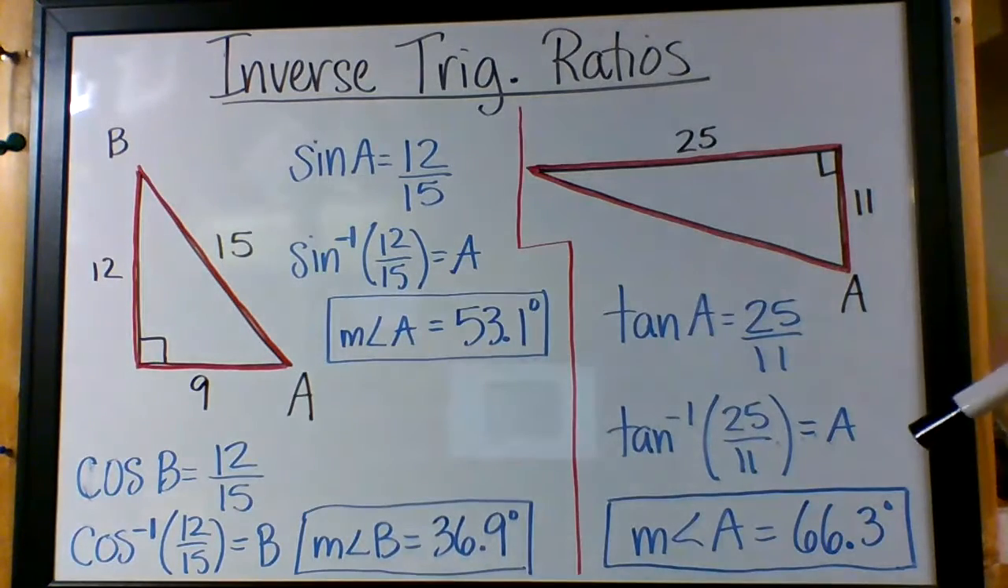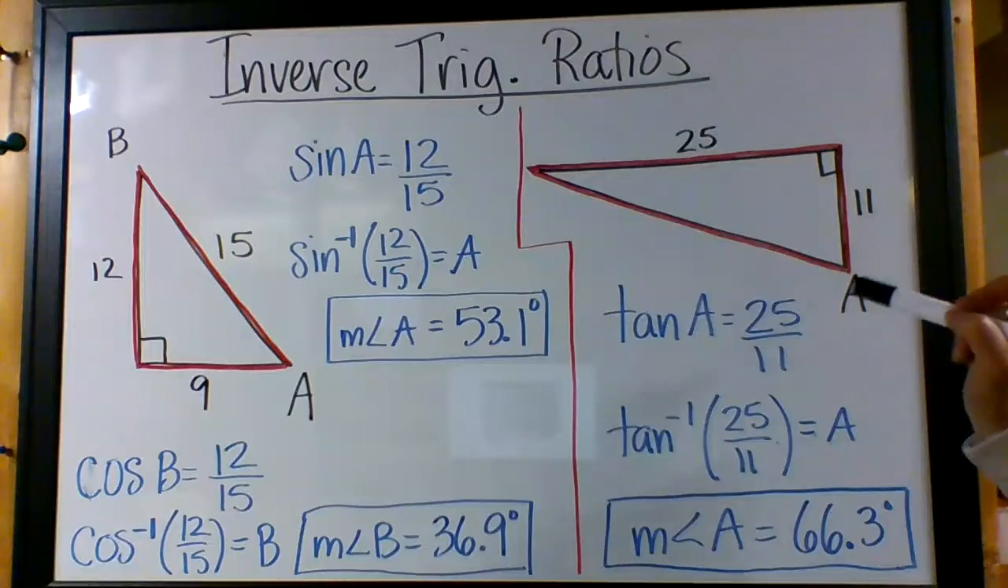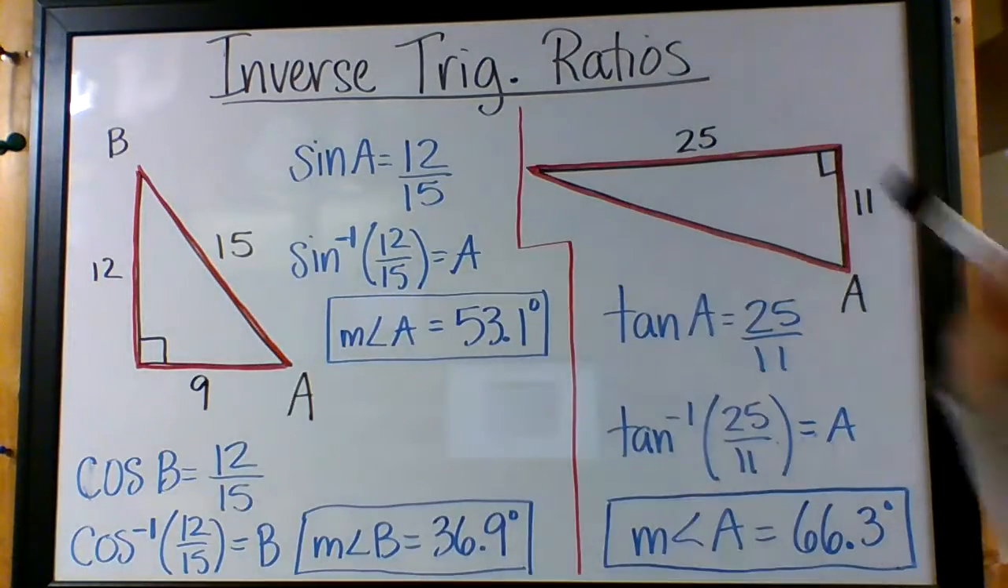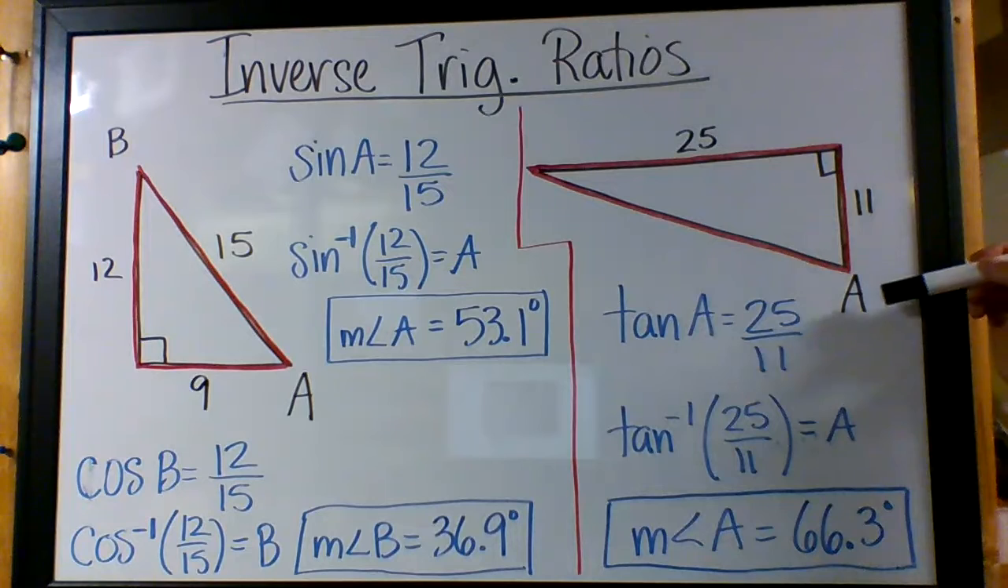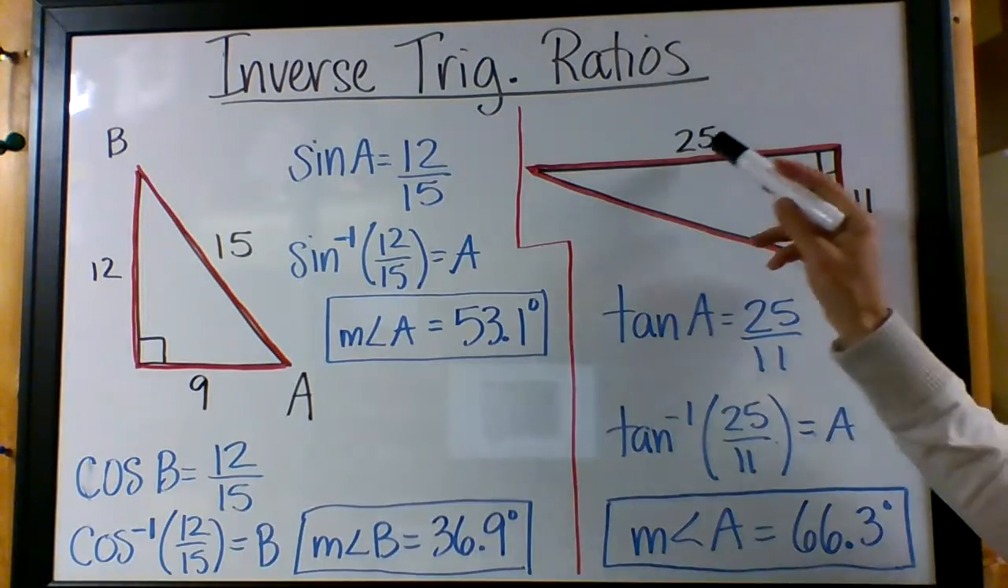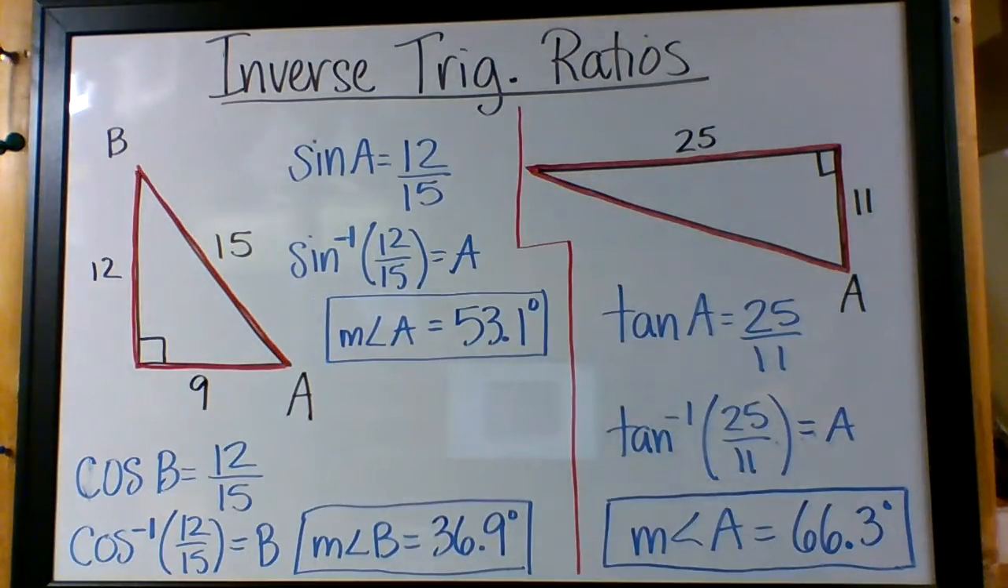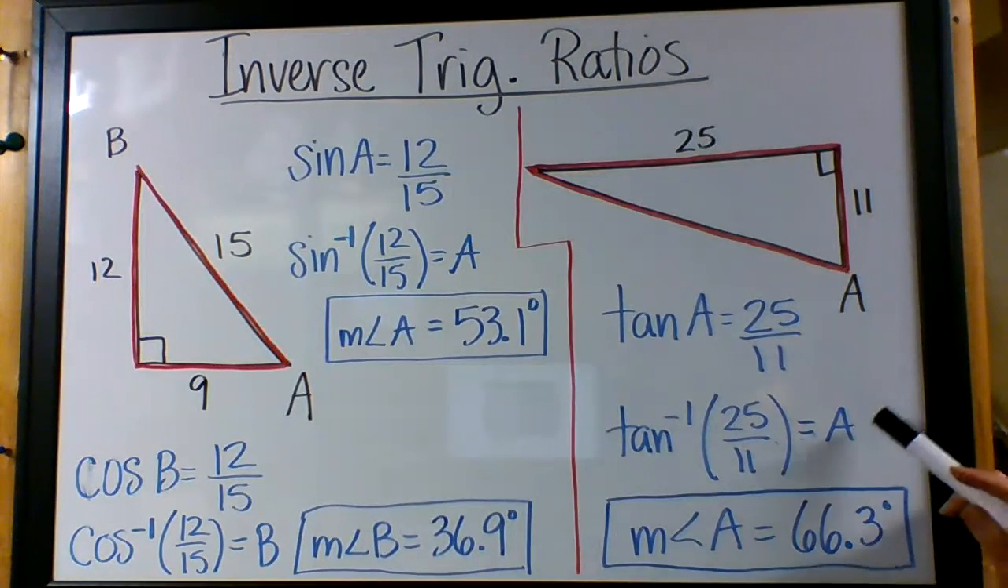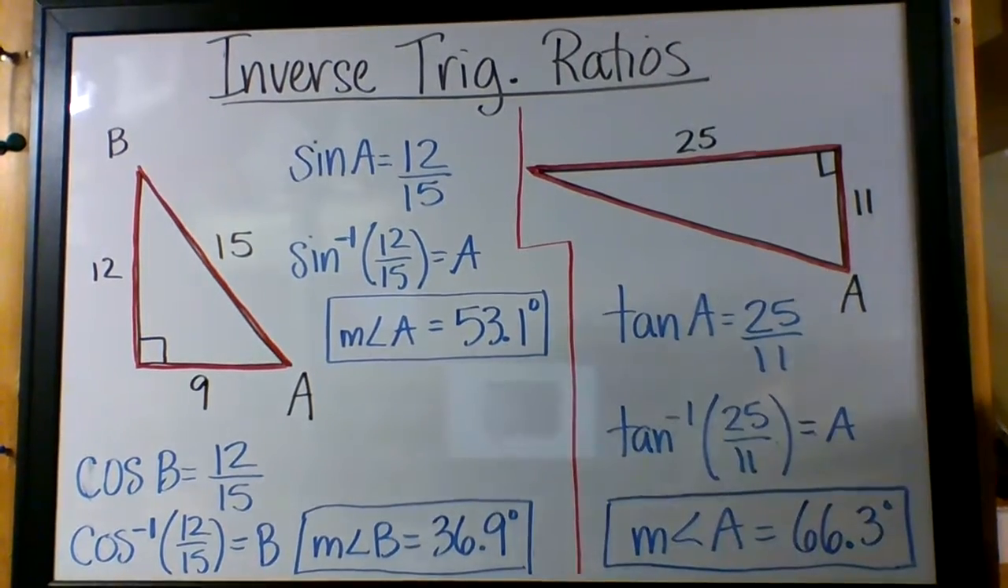What if we have a triangle with only 2 sides given, which several of the examples do? Then you have to determine which one of the trig functions is going to work for that. In this case, I saw that both legs were given. Because both legs were given, I said that the tangent of A, because tangent is opposite over adjacent, is 25 over 11. So the inverse tangent of 25 over 11 would give me the measure of A. I stuck that in my calculator and got 66.3 degrees.